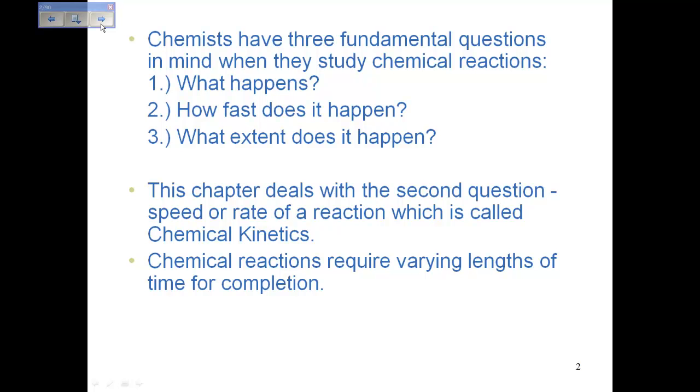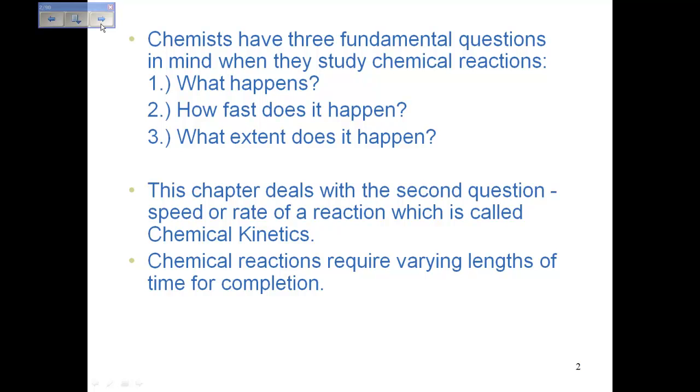Third, to what extent does it happen? Do the reactants form products to 20%? Does it form 50%? Does it go to 100% completion? To what extent does the reaction occur? This is something we'll be covering in the next chapter.